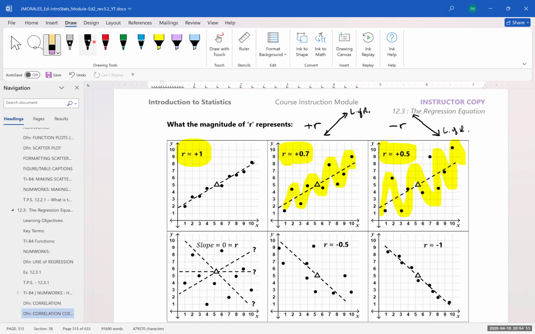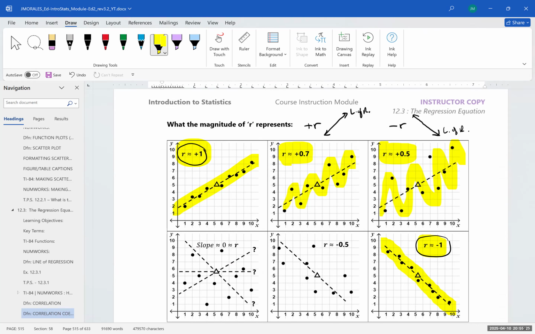So typically, the strongest correlations are going to be +1 and -1. The only thing the negative means is that it's going in the opposite direction. A correlation coefficient of -1 means that the scatter plot points are tightly bound to the line of regression, but just going down and to the right instead of up and to the right.